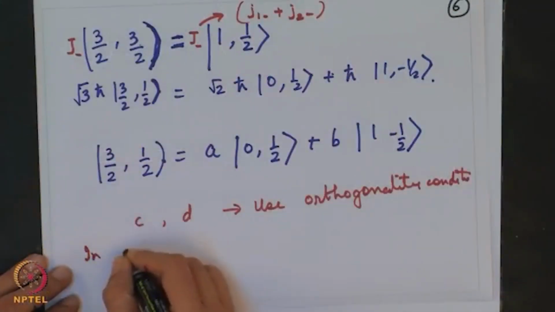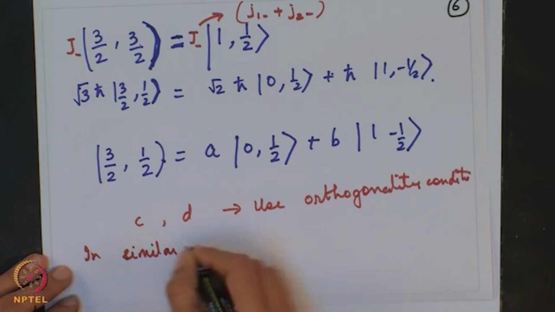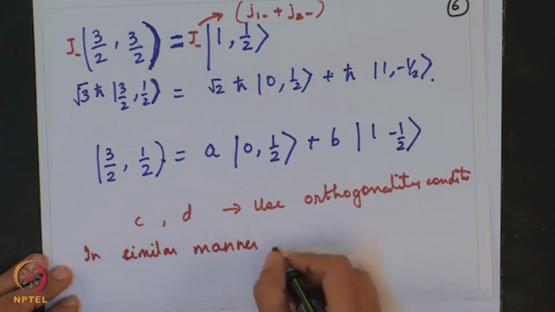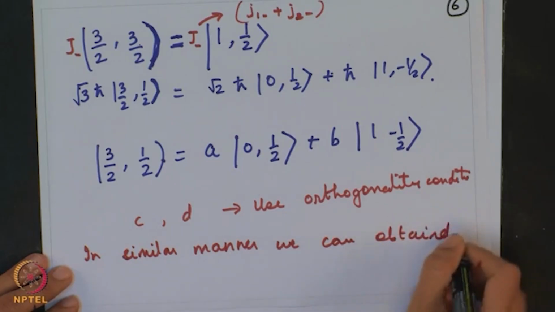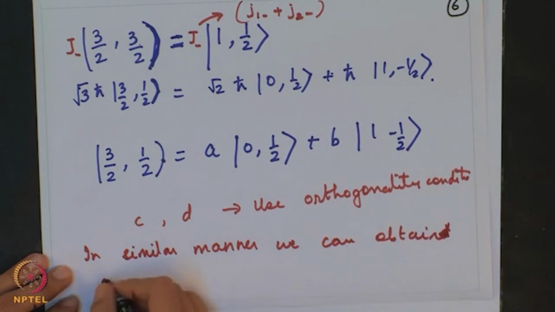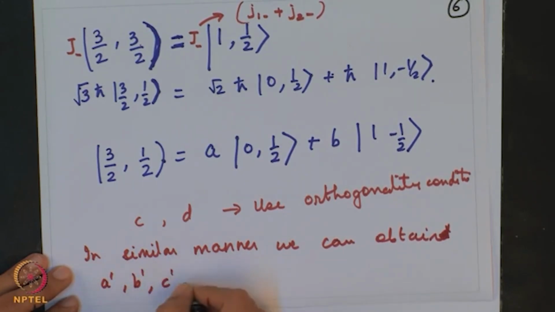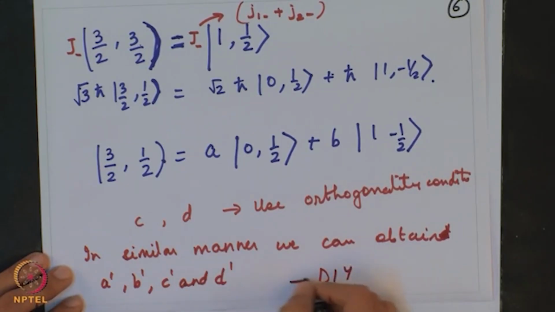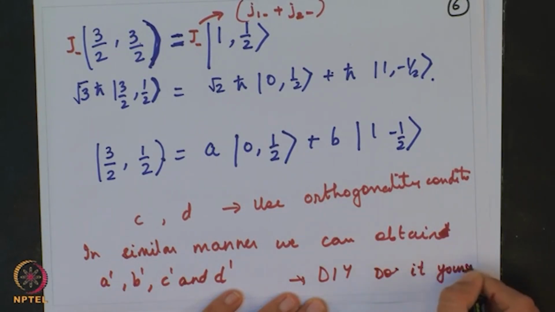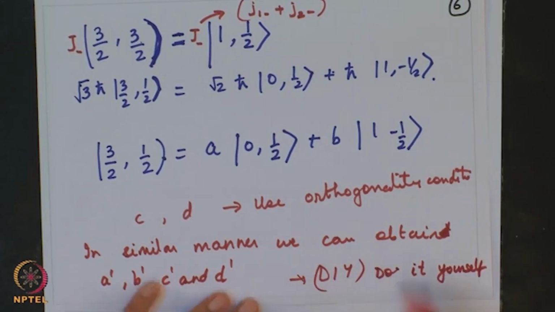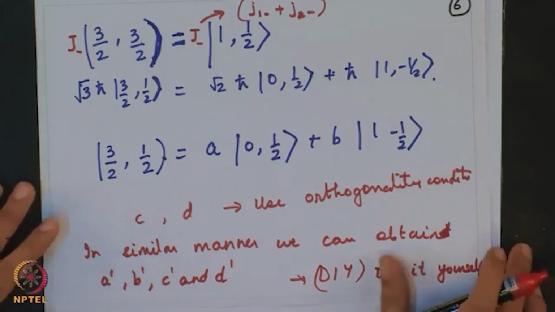In similar manner, we can obtain A prime, B prime, C prime and D prime. So, these are all DIYs, do it yourself problems. Okay. So, I think you will be able to manage this part of the problem.